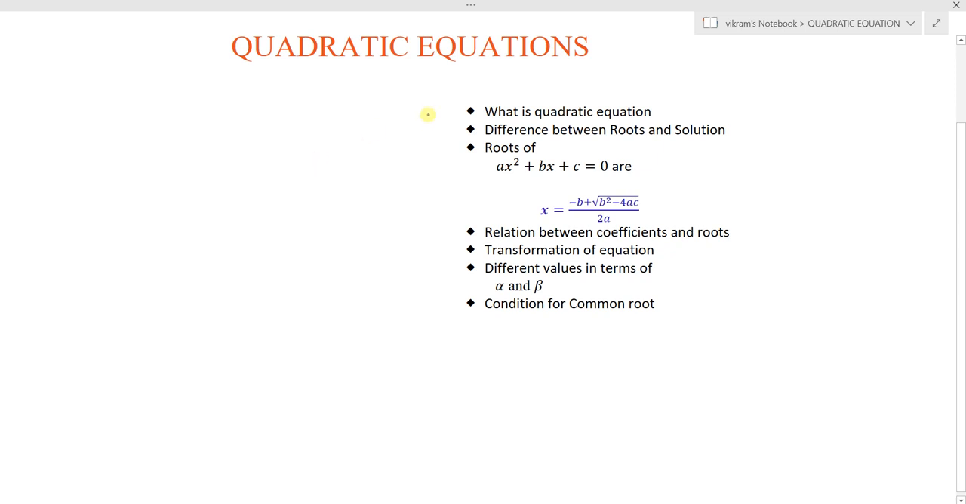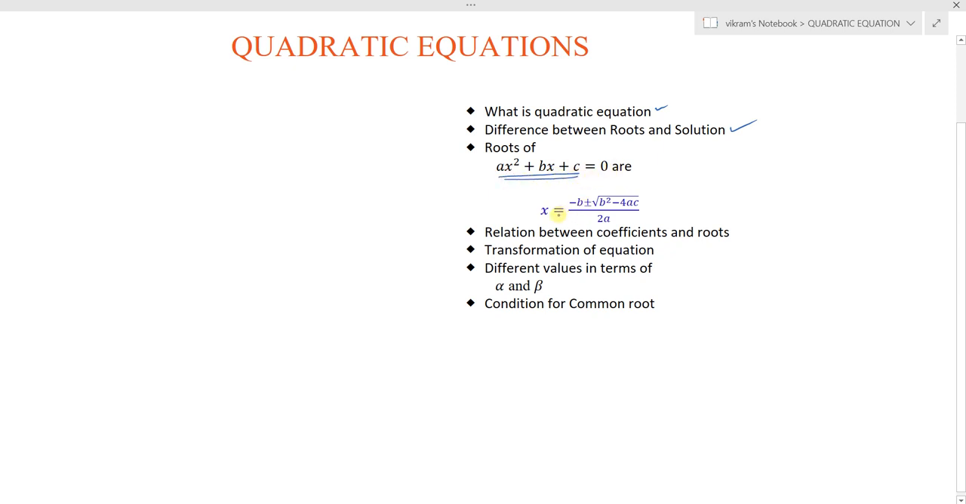Hi students, quadratic equations. In previous lectures, we learned what a quadratic equation is and the difference between the roots and solutions of a quadratic equation. So how do we find the roots of a quadratic equation in the form ax square plus bx plus c equals 0?